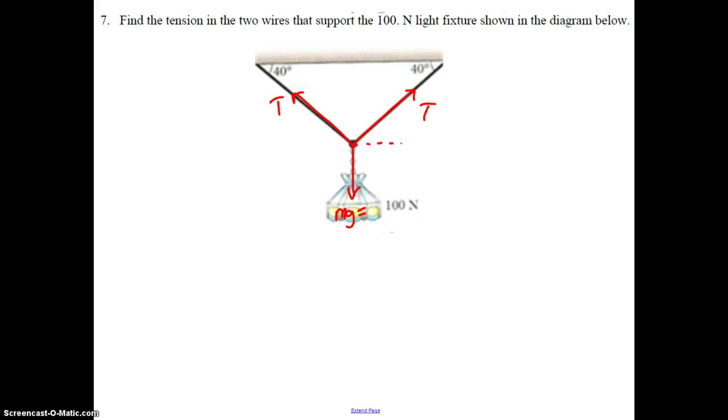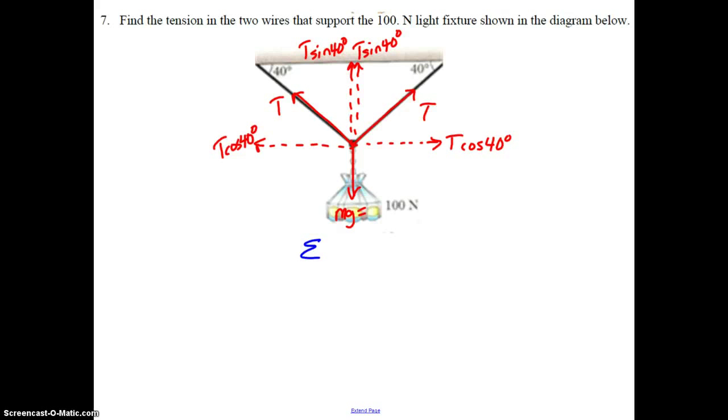This would be the free body diagram in this system. And what we're going to do now is sketch in the components as well. This would be T cosine 40. This component would be T sine 40. The component on the left would also be T sine 40. And this component would be T cosine 40. What we can see horizontally here is that the two horizontal components cancel each other out. So this answer is fairly easily attained by simply summating forces in the y direction, the vertical direction.